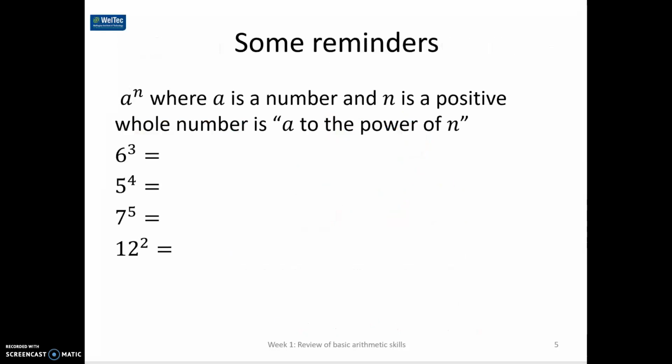Just some notation bits here. If we have a to the power of n, it means a times a, n times. So 6 to the power of 3 means 6 times 6 times 6, and so on. 12 to the power of 2 is 12 times 12, which is 144.